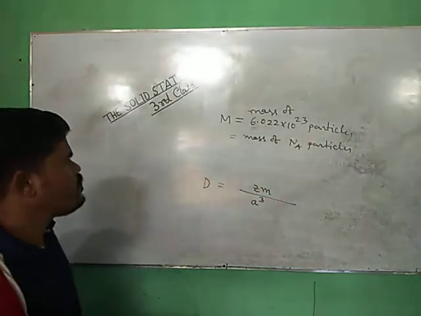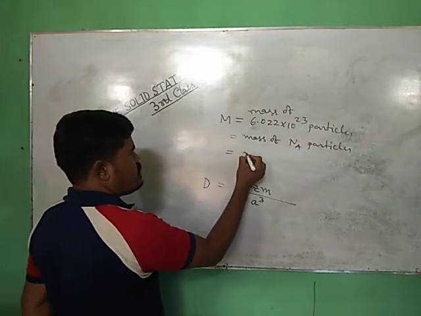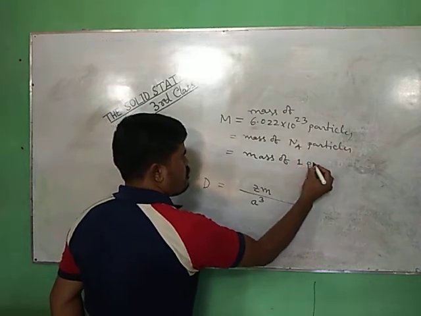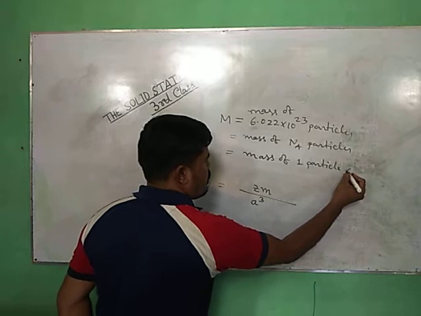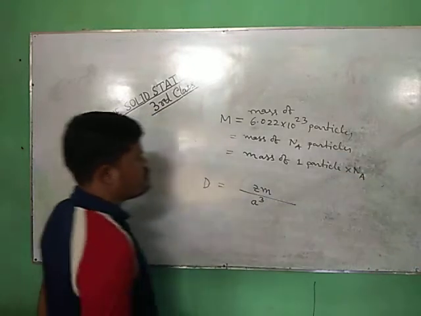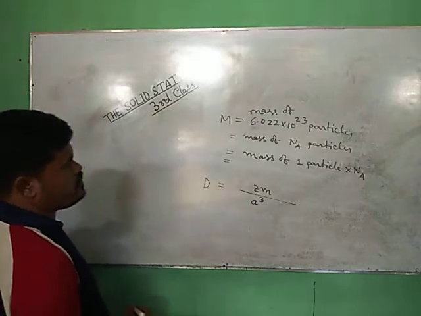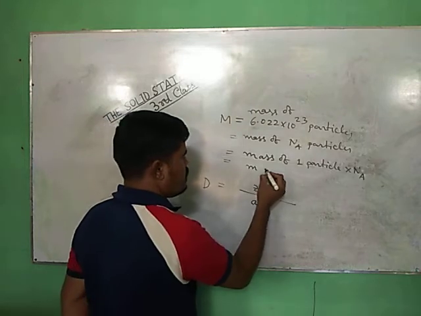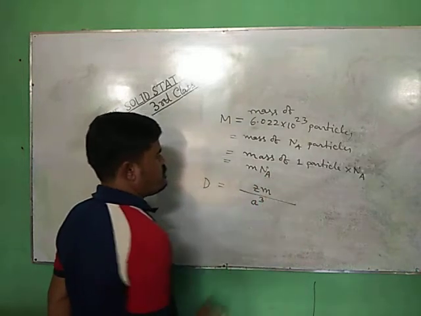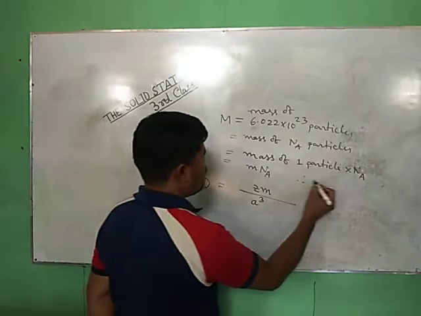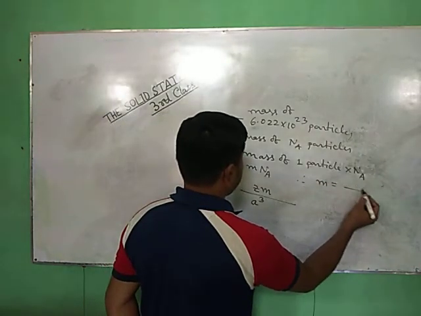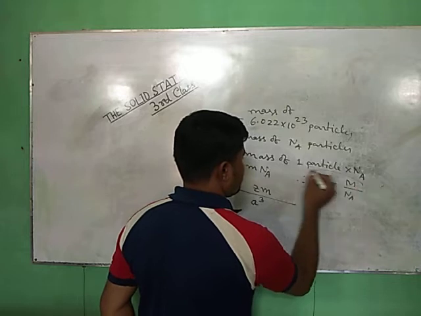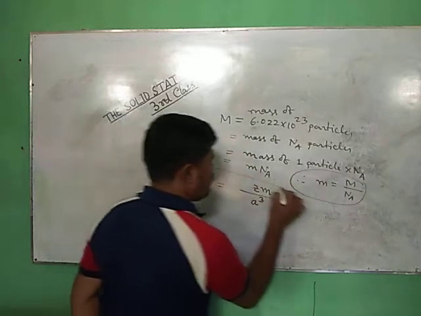So molar mass is the mass of Na particles, which is the mass of one particle times Na. The mass of one particle was supposed to be small m, so the molar mass will be m·Na. Therefore, you can put m equal to capital M, the molar mass, divided by Na, Avogadro's number.